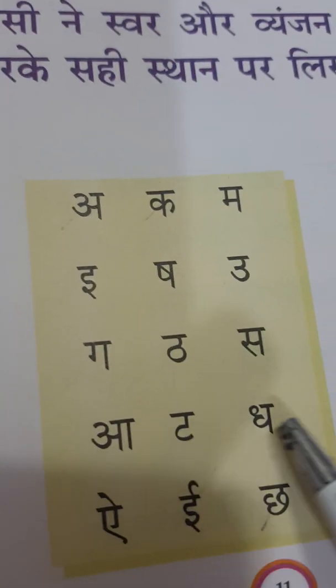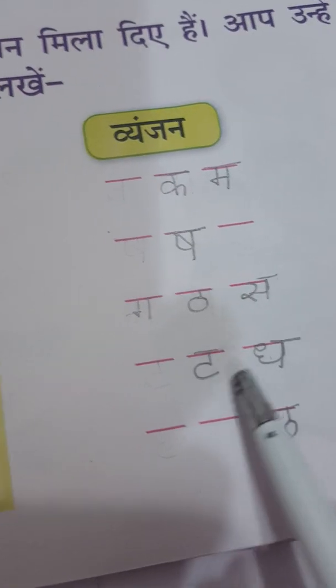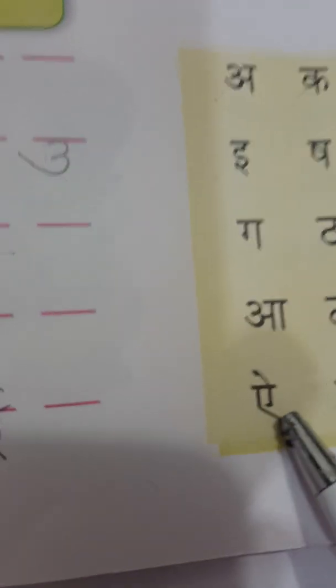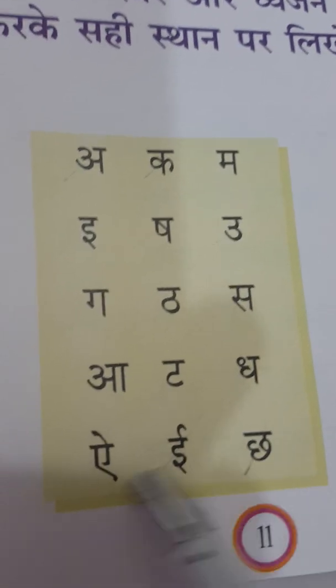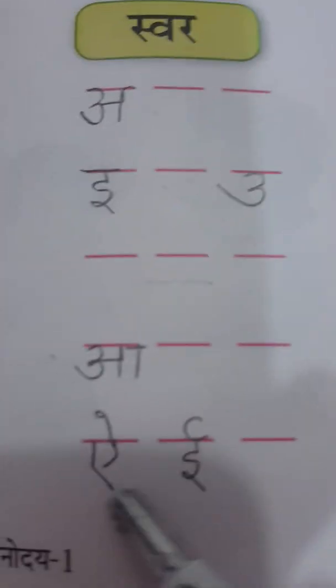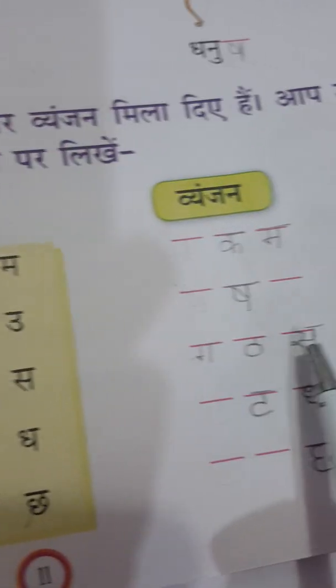So A is a swar, we'll write it here, and the rest two you will write them here. T and Th, you will write it here. Then the last row, I, E, and Ch. These two are swar, they will go this side, I and E, and Ch being a Vyanjan, it will go to this side. So we have to separate the swar from the Vyanjan, swar going to this side and the Vyanjan going to this side. You can do it on your own also later on.